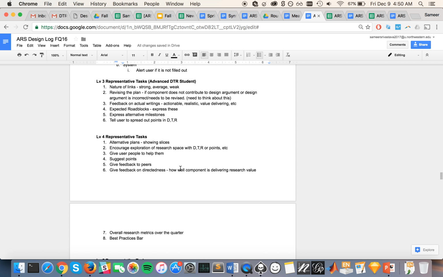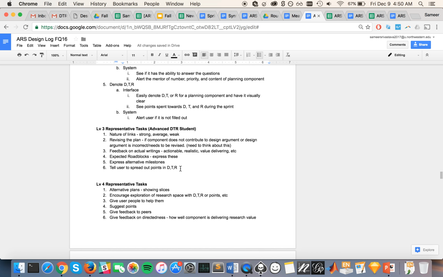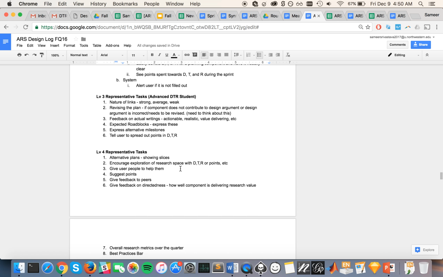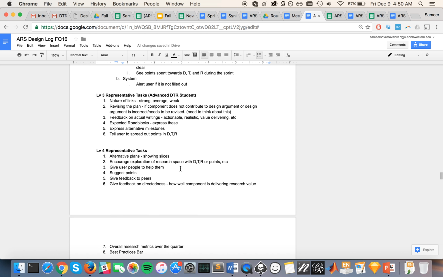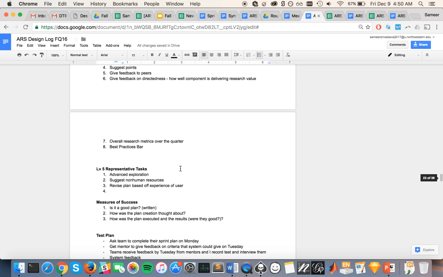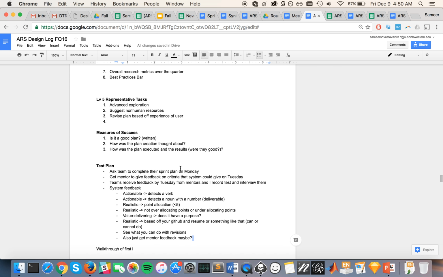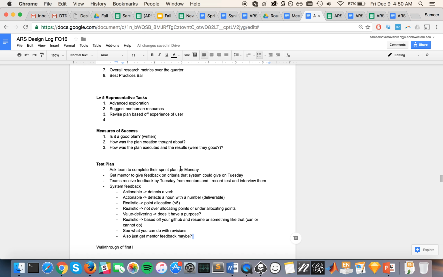As it went on, the levels had a little less detail because I focused on the first few. I think this was all right in terms of what I wanted them to do, but in terms of writing needs, I could have been a bit better. But basically I wrote this out. I wanted to do a test plan based off their sprint plan on how actionable they are, based off what I gave them. I ended up not doing this.